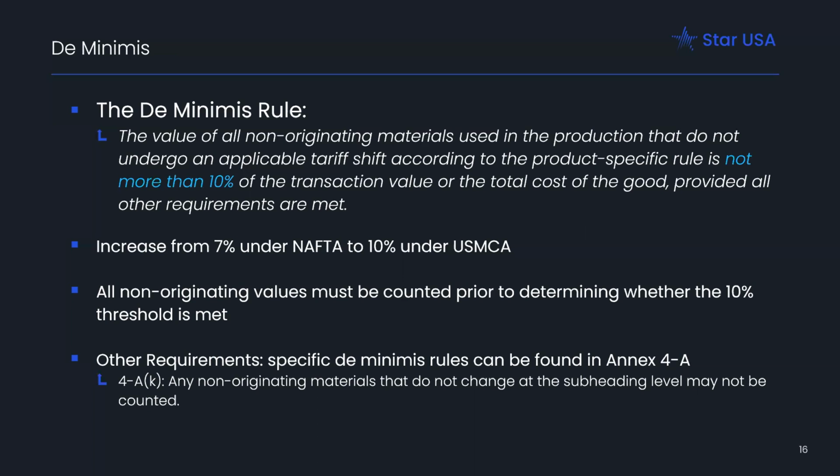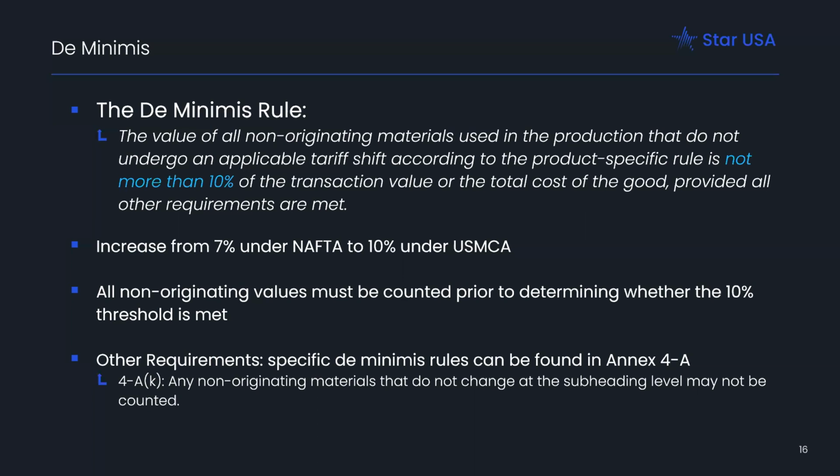There are limitations to how you employ this rule. First of all, you have to add up all of the non-originating values prior to determining whether that 10% threshold is met. So you can't just cherry pick which ones you want to de minimis out because they're below 10%. So I don't want to count those ones. You need to count the entirety of your non-originating materials. And there are some restrictions and limitations on how to employ the de minimis rule to correct effect. Those rules are spelled out in Annex 4A. And there's an example here, 4AK says, any non-originating materials that do not change at the subheading level may not be counted. So there's limitations to the use of this 10% that do make it a little bit more challenging. It's not really different than it was under NAFTA, but it is spelled out a little more clearly.